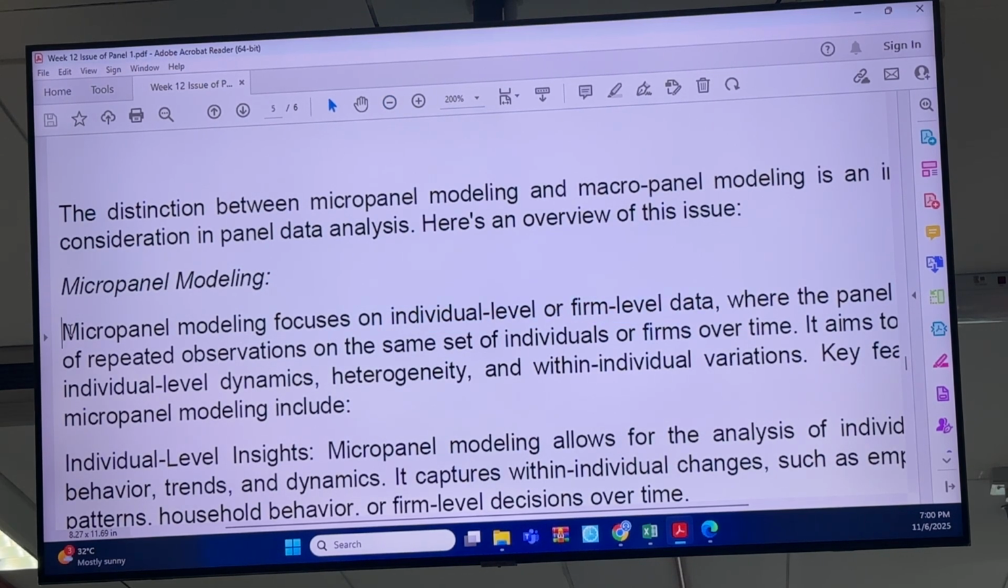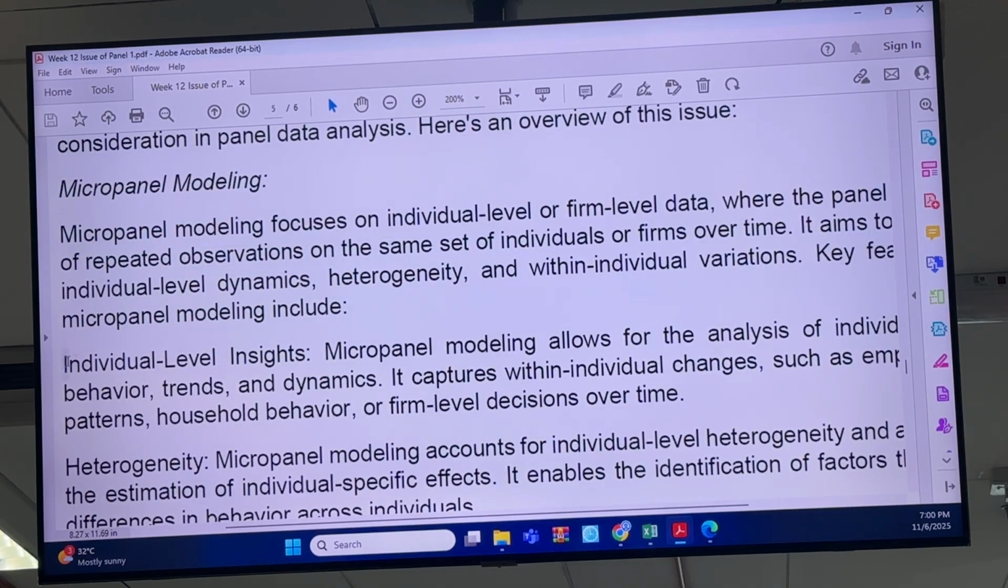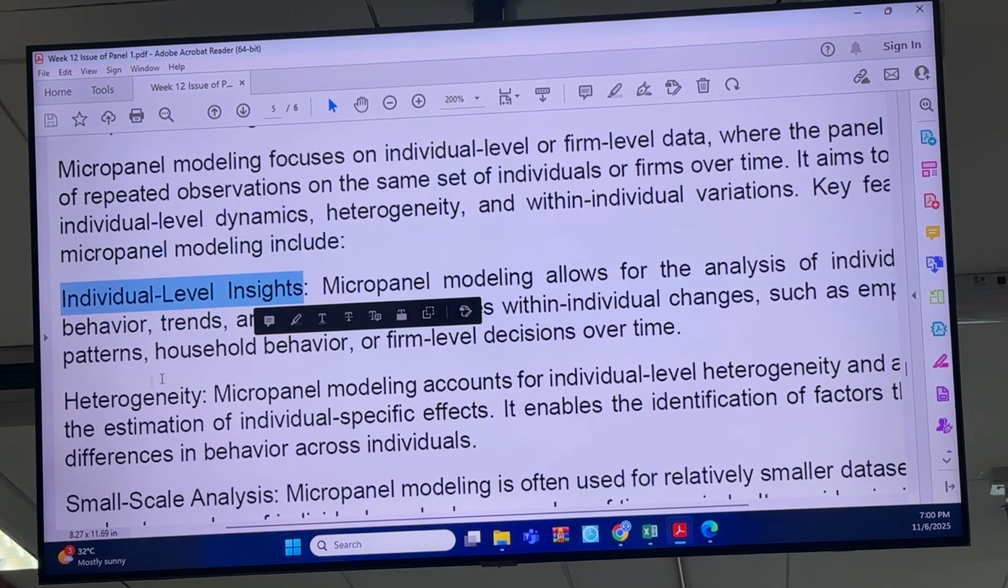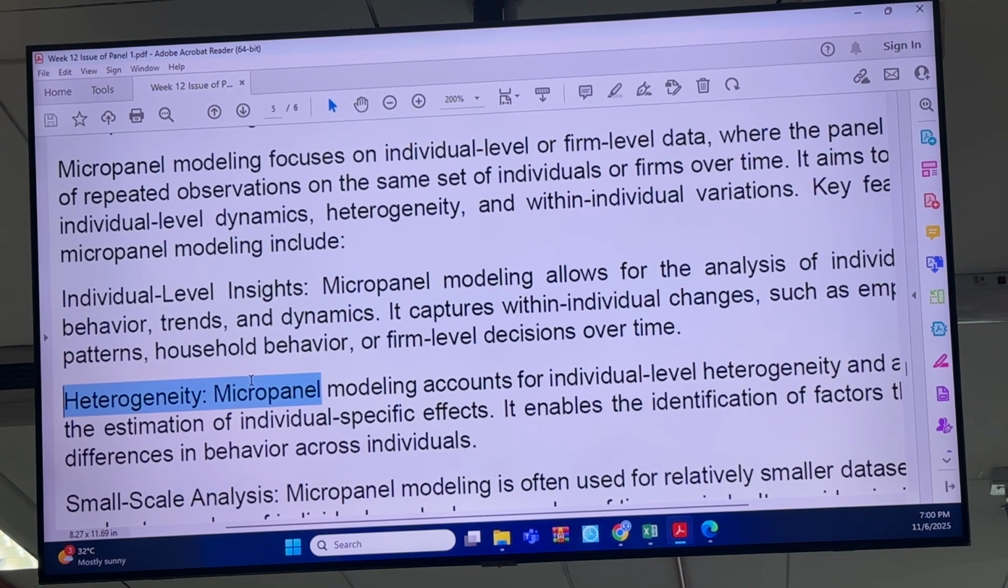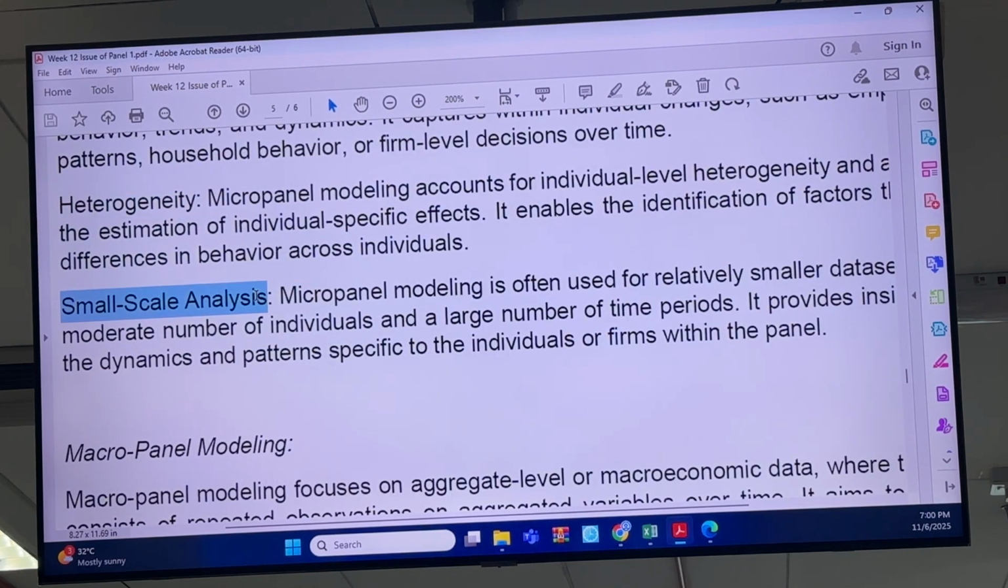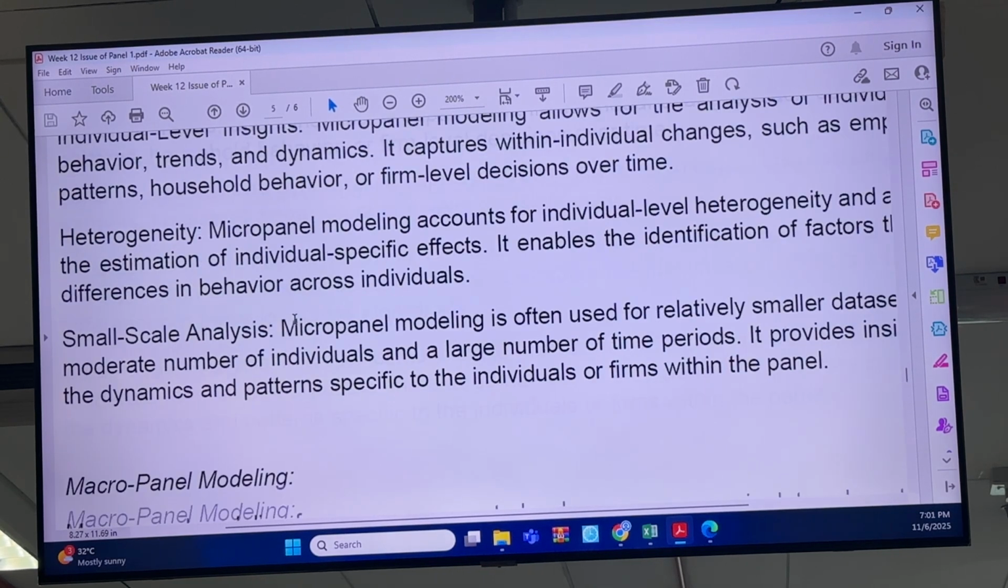So if you want to use the micro, you have to understand the approach, like the system GMM, and then we also have the diagnostic checks on it, right? And also, are you going to look at the individual level? Are you going to tackle this heterogeneity issue? Because the more countries you put inside, it's very challenging. So heterogeneity and also small scale analysis, because you're going to have a lot of countries, a lot of firms, but only with a limited time. So we are more focused on the individual level.